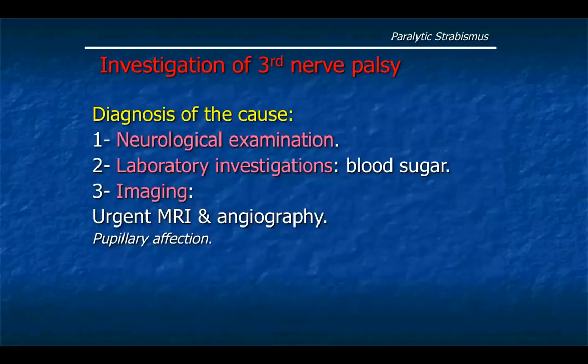So investigations of a case of third nerve palsy to diagnose the cause: neurological examination, laboratory investigations, especially blood sugar to exclude diabetes, imaging, and urgent MRI, magnetic resonance imaging, and angiography is indicated in cases of pupillary affection to detect a tumor or to detect an aneurysm by the angiography.